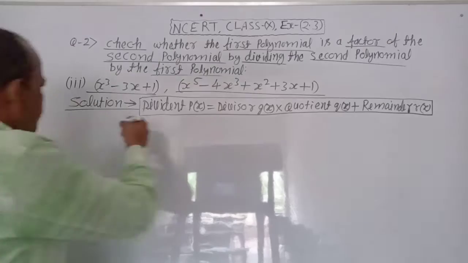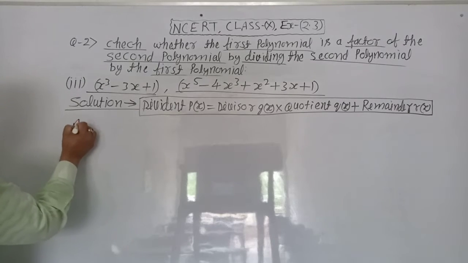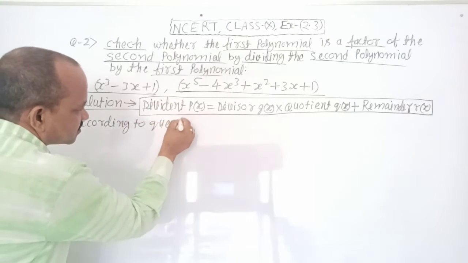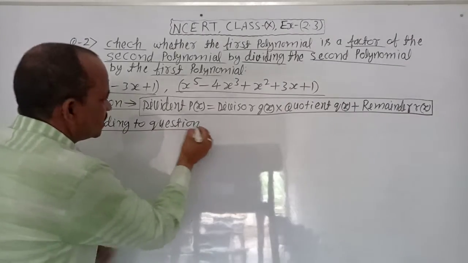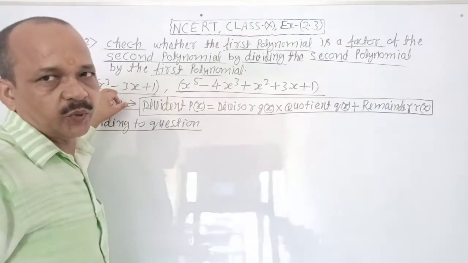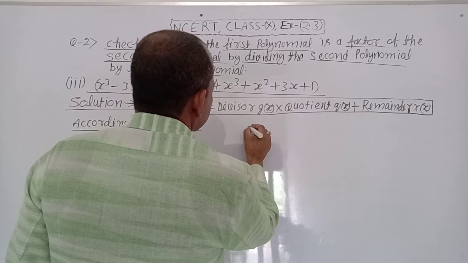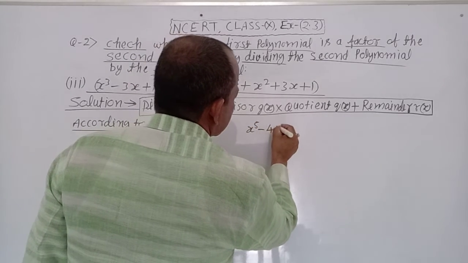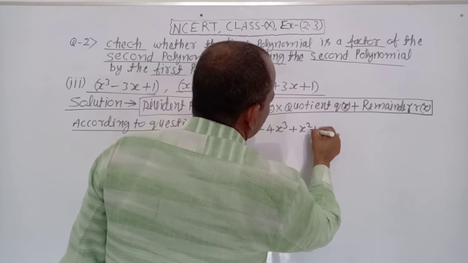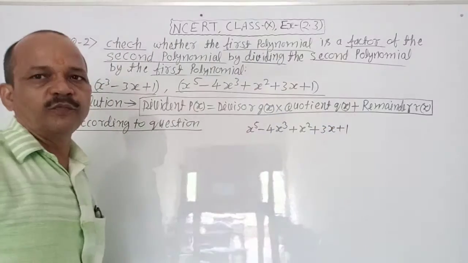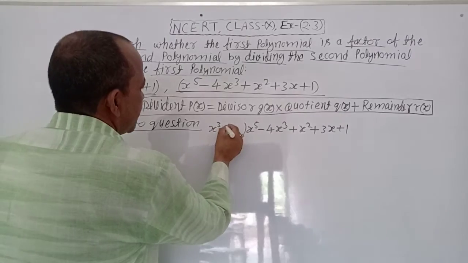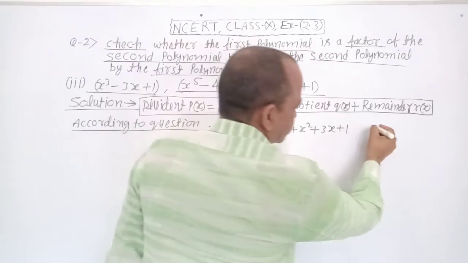According to the question, you divide the second polynomial by the first polynomial. x power 5 minus 4x cube plus x square plus 3x plus 1, divided by x cube minus 3x plus 1.